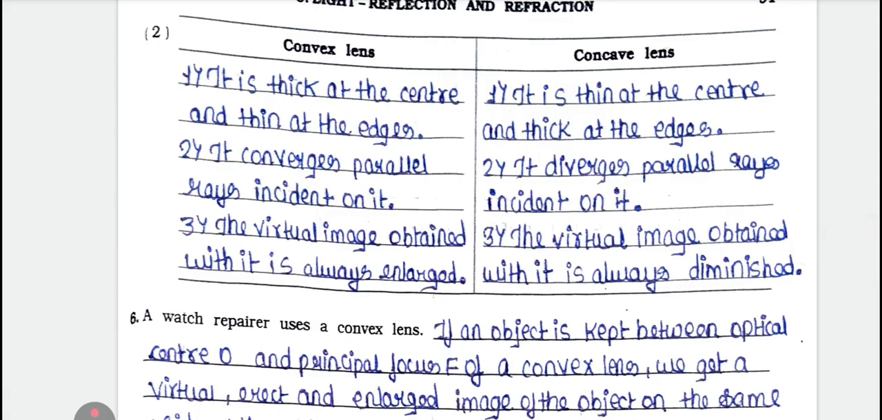Convex lens and concave lens. So first point, how is a convex lens? It is thick at the center and thin at the edges. Whereas for concave, it is thin at the center and thick at the edges. Second point, it converges a parallel ray incident on it. The convex lens will be converging and the concave will be diverging. Besides this, in a convex lens the virtual image obtained is always enlarged, whereas in a concave lens the image will be virtual but always diminished.